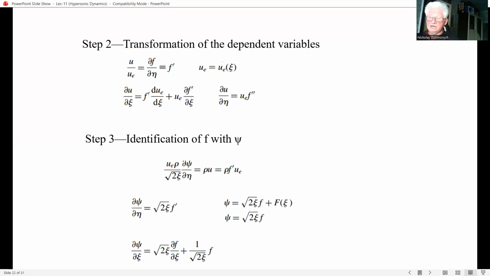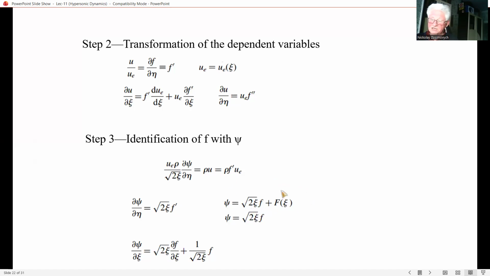So we may rewrite our equation in this form here. As we can see, the left part is a bit tough, but very simple. Another way: rho u, or rho f prime times u_e. Or we may rewrite d psi over d eta as the square root of 2 zeta times the first derivative of f. Integrating this equation with respect to eta, we can get the expression on the top.